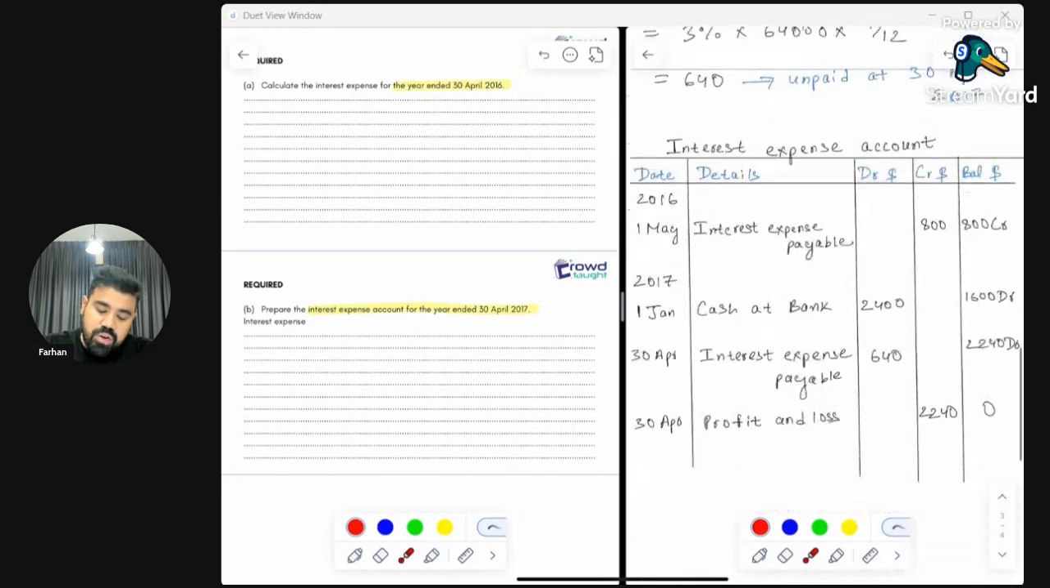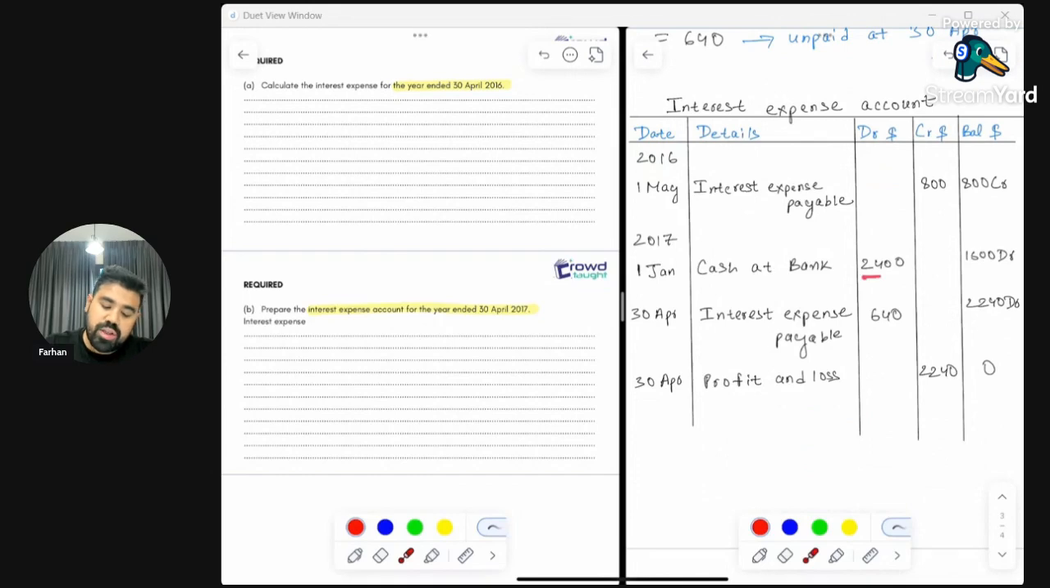So that $2,400 is what we're recording here on the debit side of the interest expense account. But logically, how does it make sense? If I give you the narration, we paid $2,400 of interest expense. How would you journalize that?